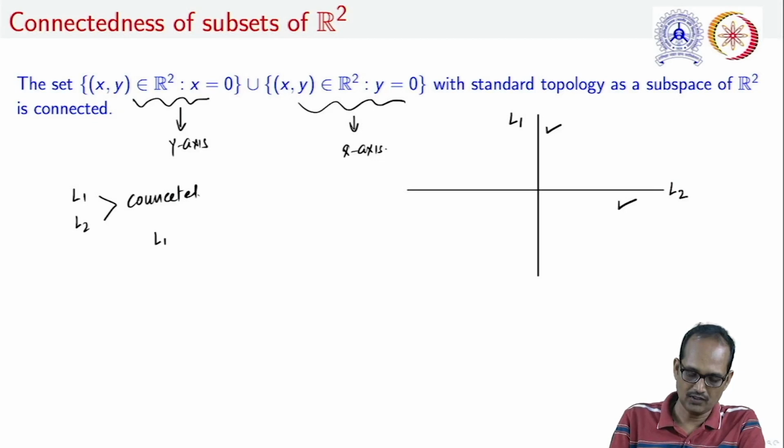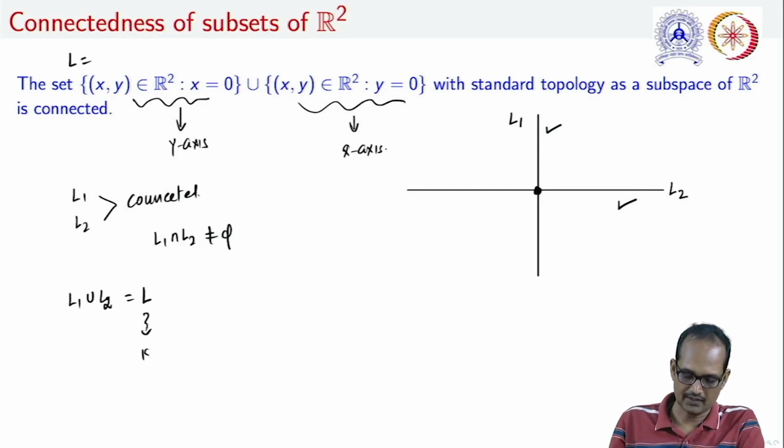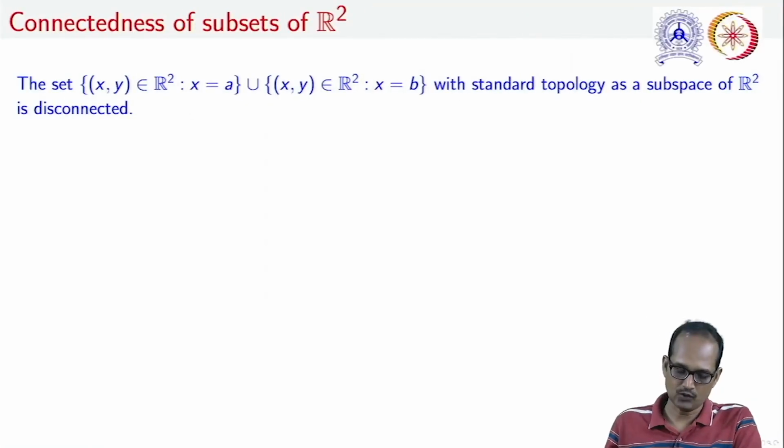And one more thing is here, that L1 intersection L2 is non-empty because they are intersecting at origin, and therefore this L1 union L2. Let us take this is L, that is this set is given as L, and this is connected. Moving to the next one, that is again a collection of some lines, but this set is disconnected.